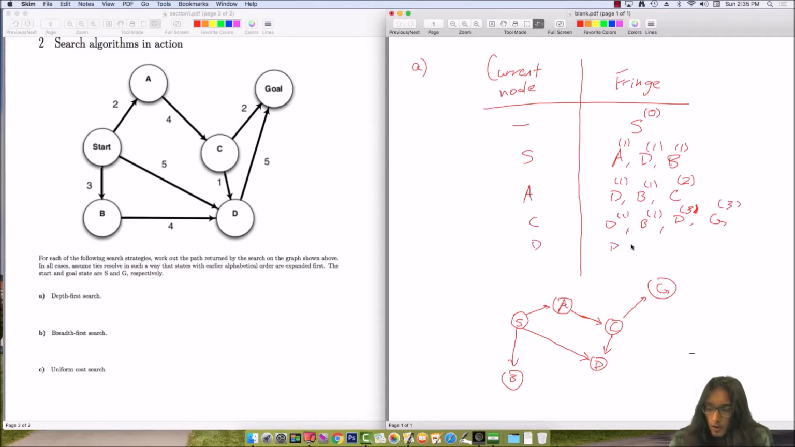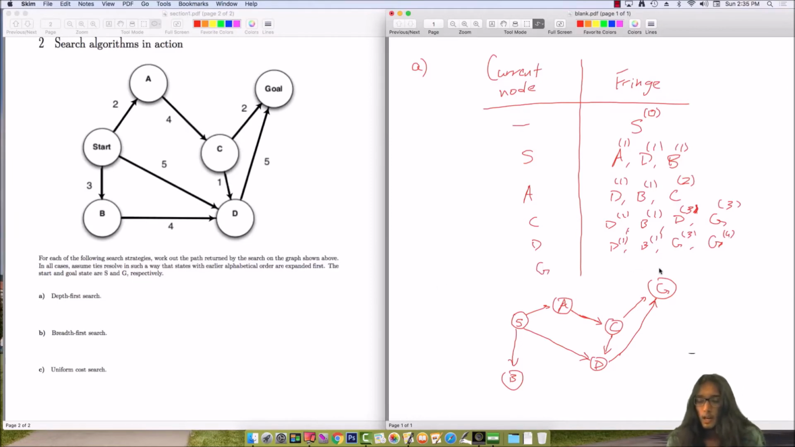What happens to the fringe? Well, the neighbors of D are only G. So the fringe now contains the old D, the old B, the old copy of G, as well as a new copy of G. And this new copy has a depth of 4, because it's the version of G that you got by going from S to A to C to D and then to G. So let's add this edge. And the depth of this is 4. And now the final step of the algorithm, it looks at these.